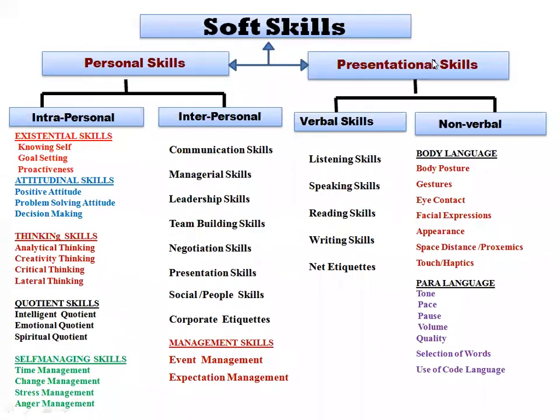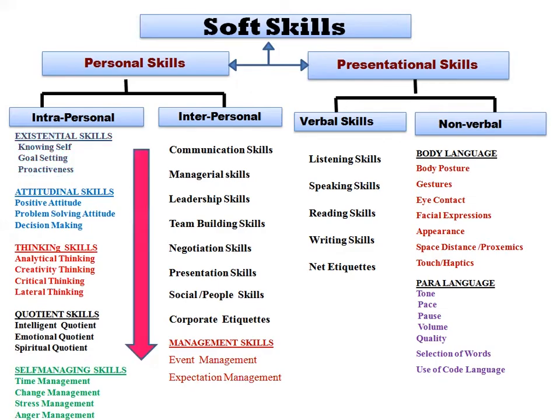Now, let us see what the intrapersonal skills are exactly. As we have already discussed in the introductory class, soft skills contain two types of skills, personal skills and presentational skills. In personal skills, we have intrapersonal skills and interpersonal skills. And in presentational skills, we have verbal skills and non-verbal skills. Now, in intrapersonal skills, we have existential skills, and we have attitudinal skills, and we have thinking skills, and we have quotient skills and self-management skills.